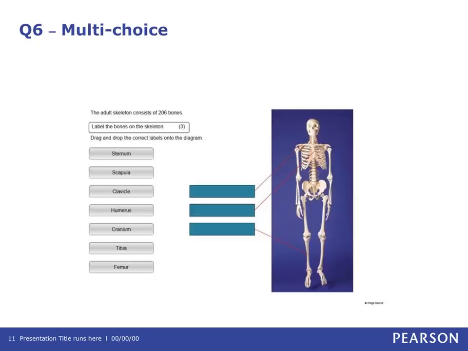Question 6. This question is a straightforward multiple choice. Most learners are able to identify the bones of the skeleton and label them correctly. In this question, some learners did get confused between the clavicle and scapula and the tibia and femur. Answer: clavicle, sternum, and tibia.